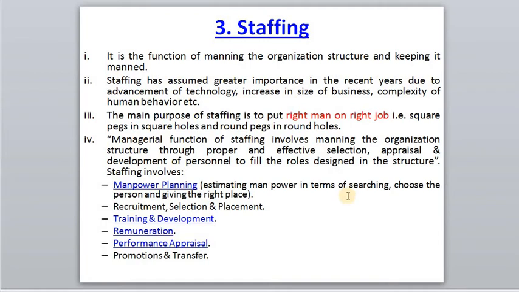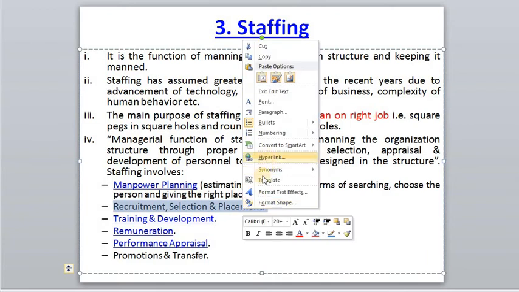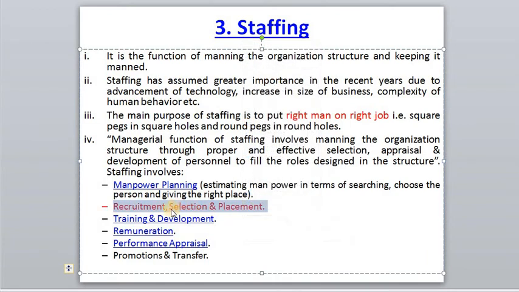So first we have to search, estimating manpower in terms of searching. First we have to do the manpower planning. Then we have to recruit. Then recruitment, selection and placement. That means we have to recruit depending upon abilities. So recruitment, selection and placement: we have to place the particular person for a particular job.